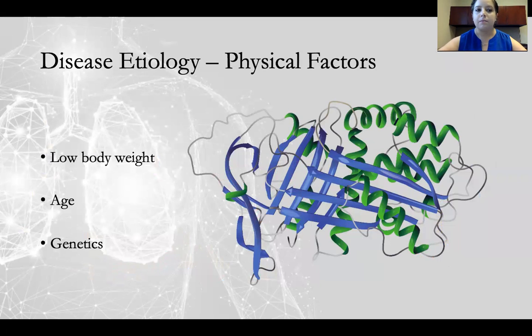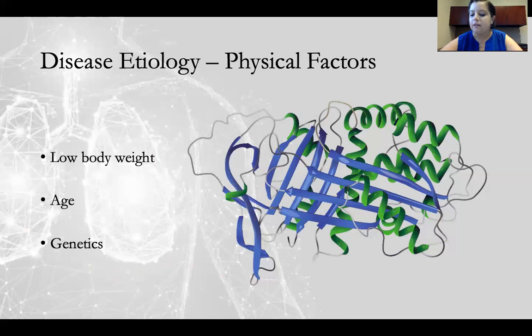So I want to talk about the disease etiology. What causes it? There's a multitude of factors. Some physical factors that are without your control are, number one, low body weight. If you're malnourished or underweight, they say that you have a higher risk of experiencing COPD. Age is also a major contender. Almost all diagnoses happen after 40 years of age. And genetics is a small percentage, about 1% of people who are diagnosed with COPD.